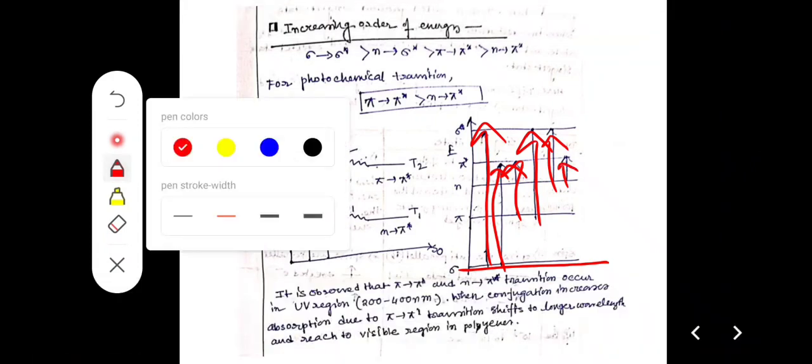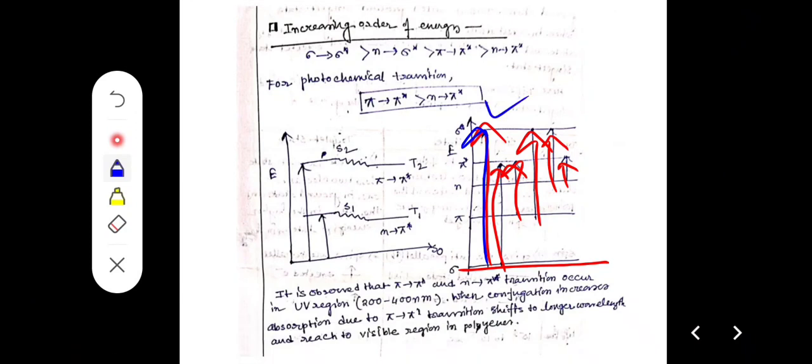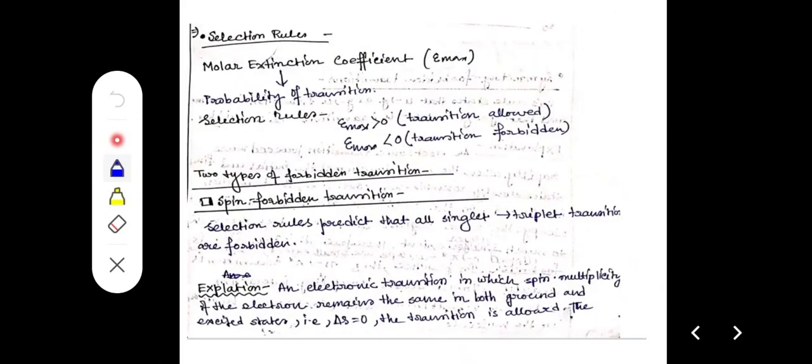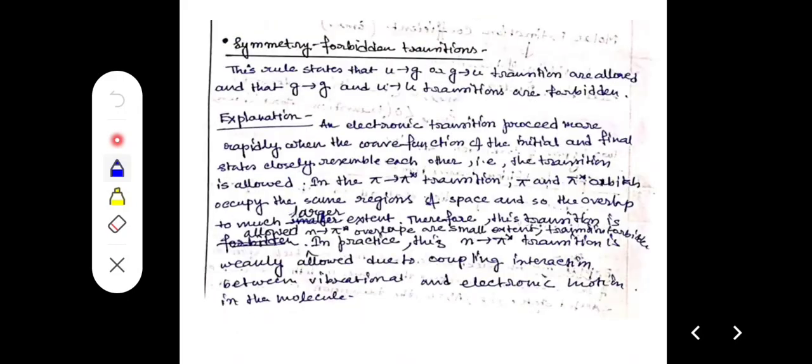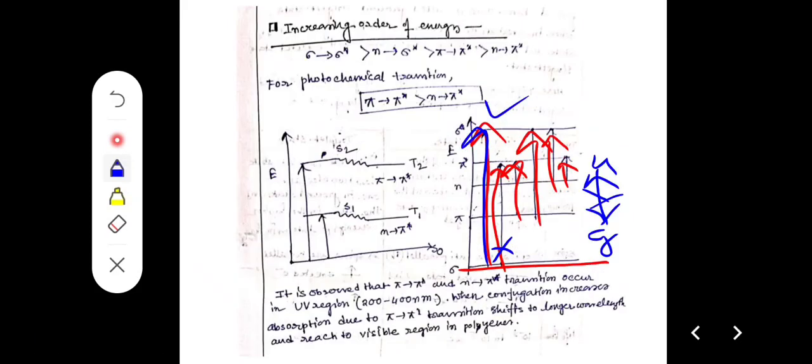Now, sigma to sigma star can be possible. Sigma to pi star is not possible because sigma is gerade and pi star is ungerade; a gerade to ungerade transition is not possible. This type of terminology can be there. Gerade to gerade, ungerade to ungerade transitions can be possible. By this way, it is symmetry forbidden.